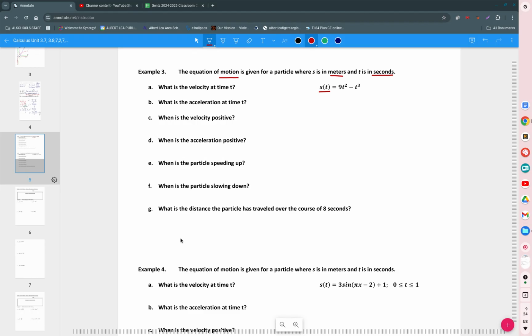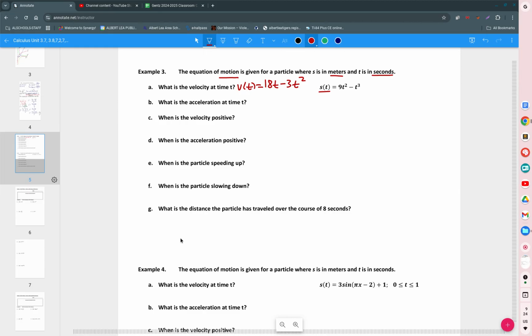Take the derivative of the function. I told you knew how to do this. And so therefore the velocity at time t is equal to 18t minus 3t squared. Very good with that?